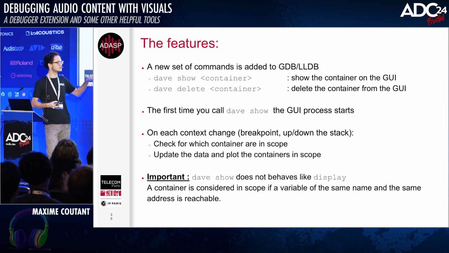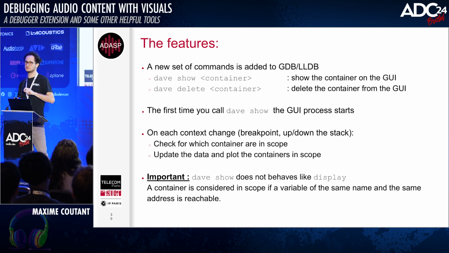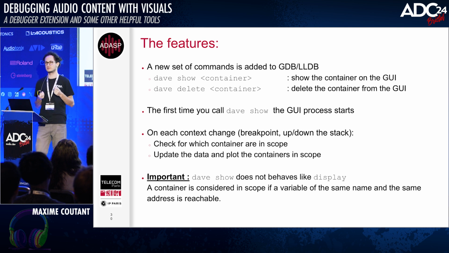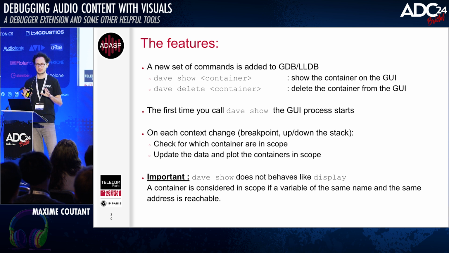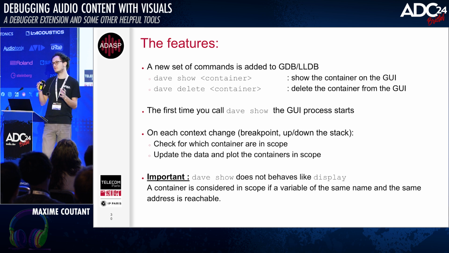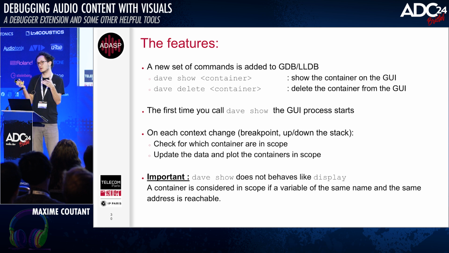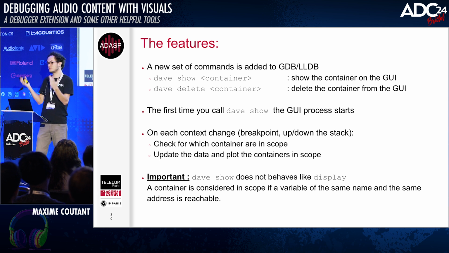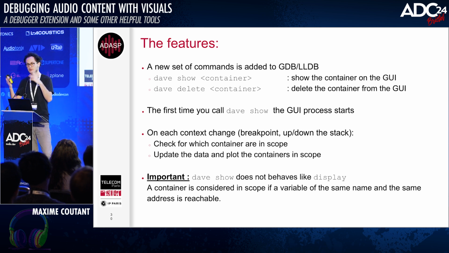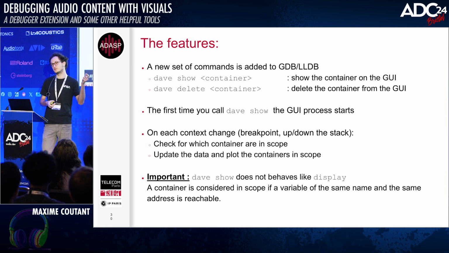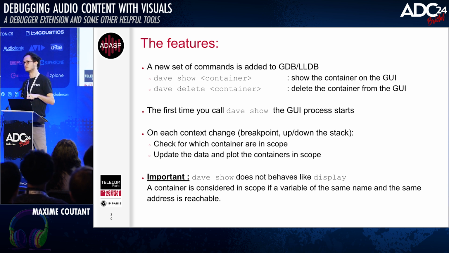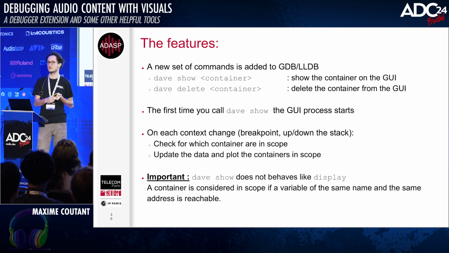An important note is what I mean by scope. For those of you who already used the display command in GDB and LLDB, it doesn't work like that. A display command, if you say display A, will always show you whatever is in the variable named A. Even if the type changes, it's not the same variable, who cares, it will show you. For Dave to consider that a variable is in scope, it requires two things. First, its name should be accessible within the context.